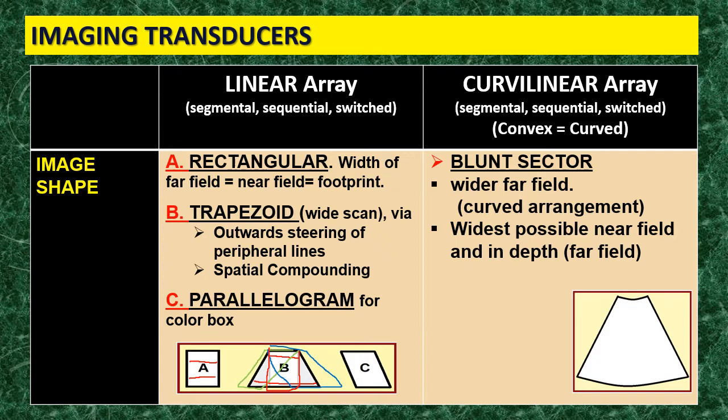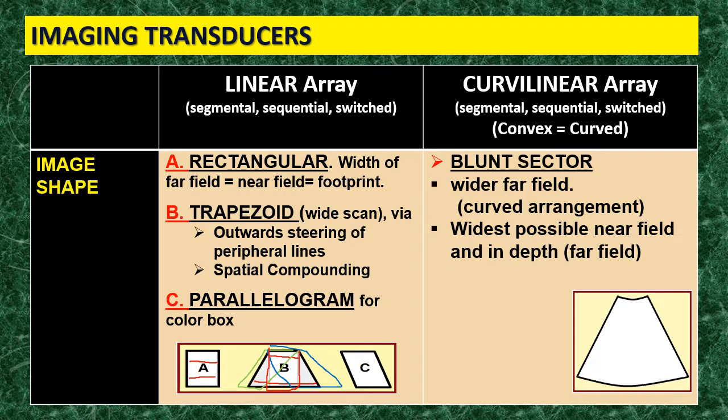So this is again another way of attaining a trapezoid scanning, where either the outer elements are steered to the outer side, laterally, right and left, or the whole probe will get three frames, which is called the spatial compound.